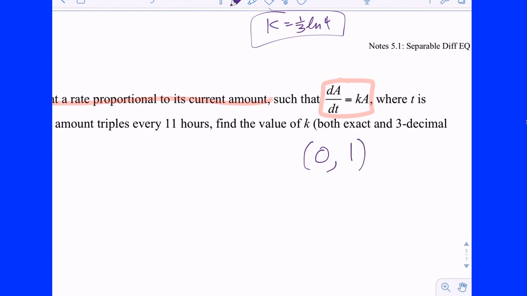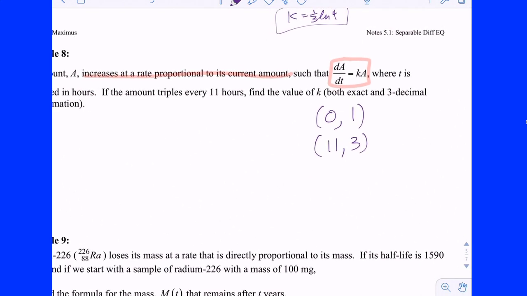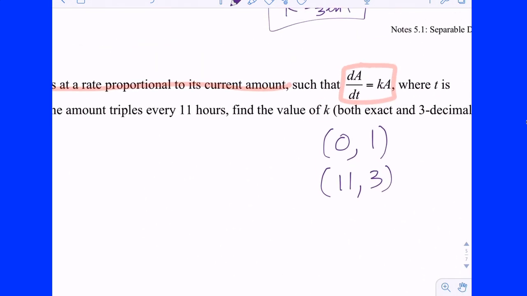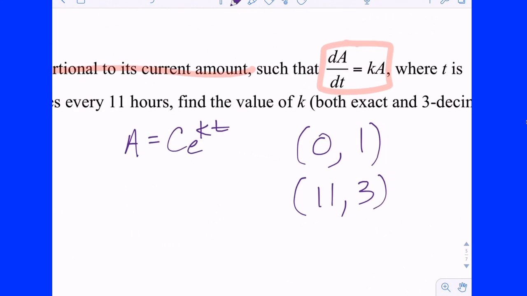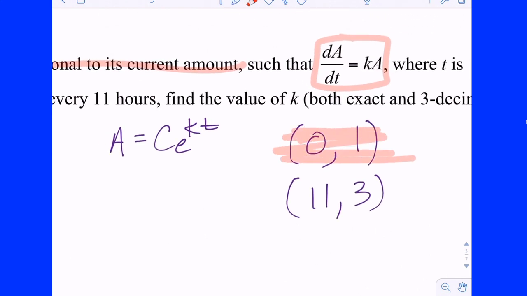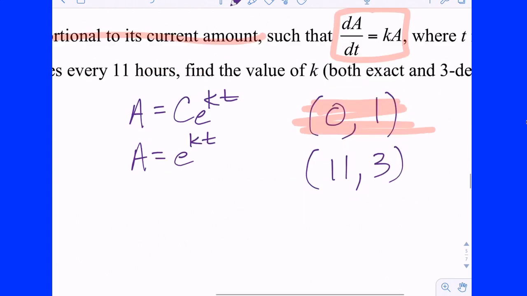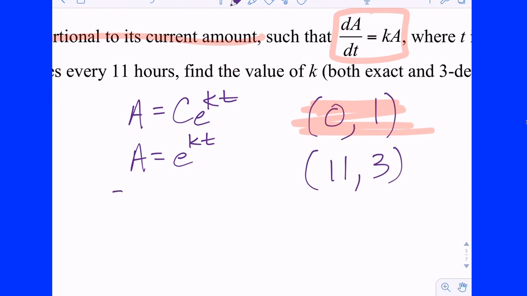Or 1. And then using the rule, if it triples every 11 hours, then 11 hours later, what's triple 1? 3. Those are arbitrary points. So then you can go right to your solution equation. Instead of y equals sect, it's A equals ce to the kt. And now, since we arbitrarily chose the y-intercept to be 1, we can make that just e to the kt, because c is 1. And now we plug in the other point. So we get 3 equals e to the 11k.